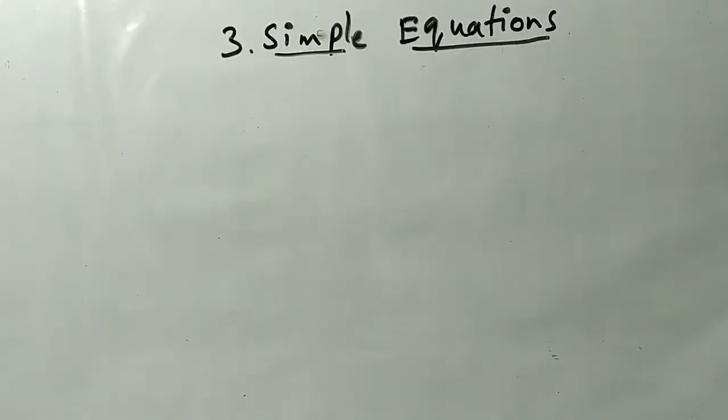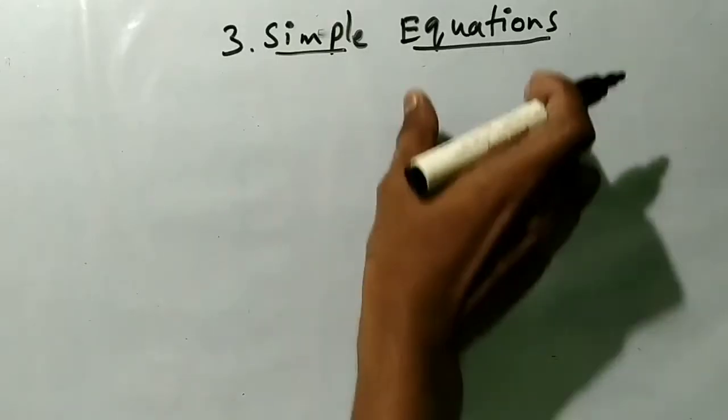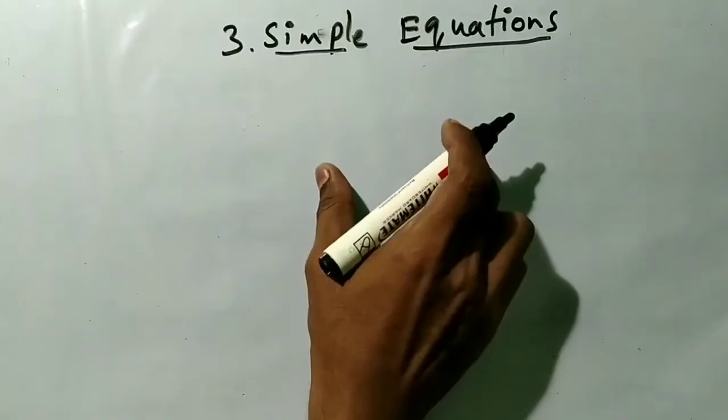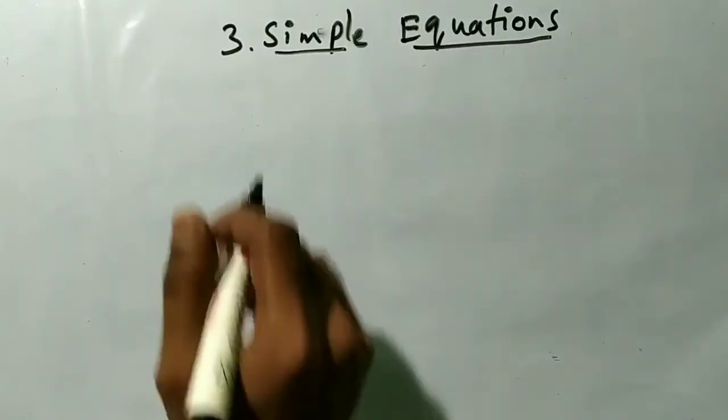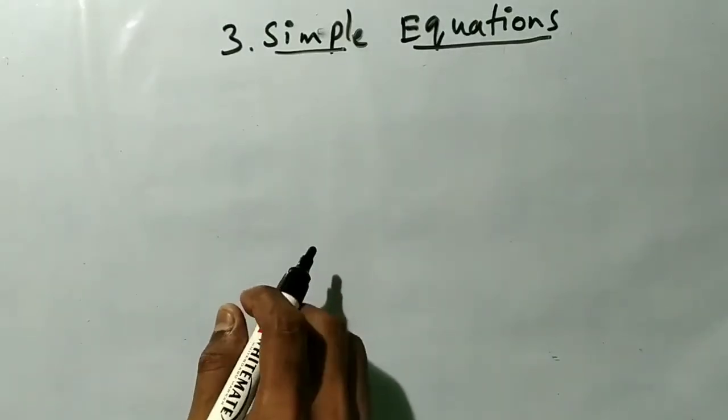So, third chapter from 7th class maths: simple equations. First of all, we have to know the meaning of a simple equation. What is an equation? It is equating two terms. Let us take an example.